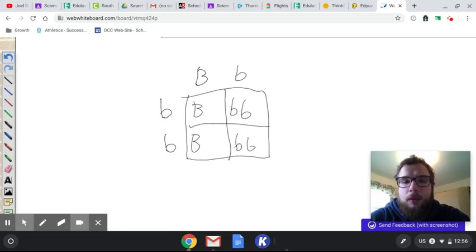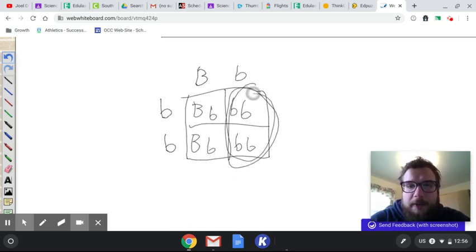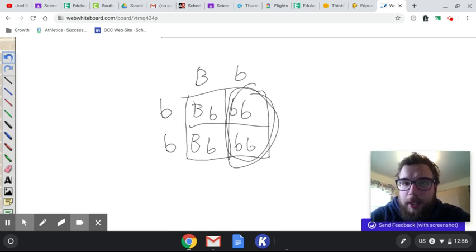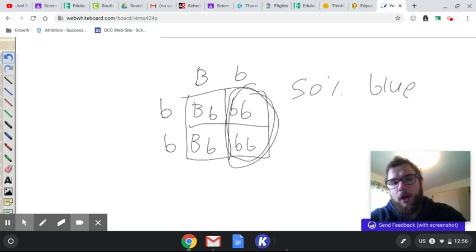All of a sudden, we've got a 2 out of 4 chance that you're going to have little b, or a 50% chance of blue eyes. Okay. So you can see now there's a lot of complexity that goes on, and all of these examples are very simplified.